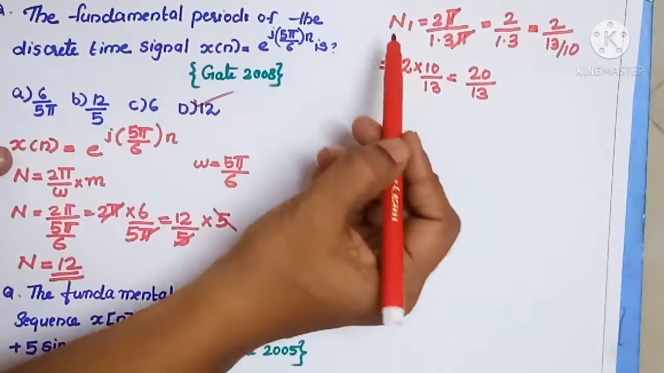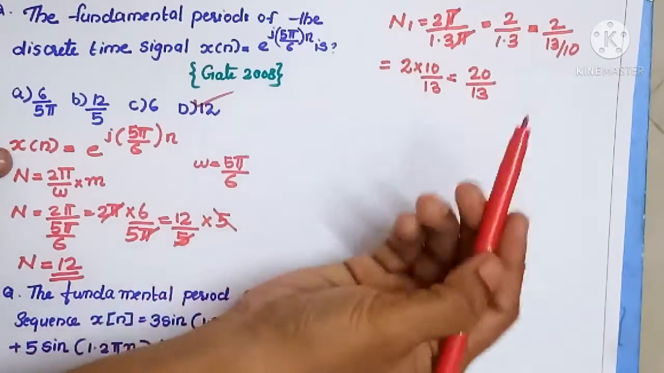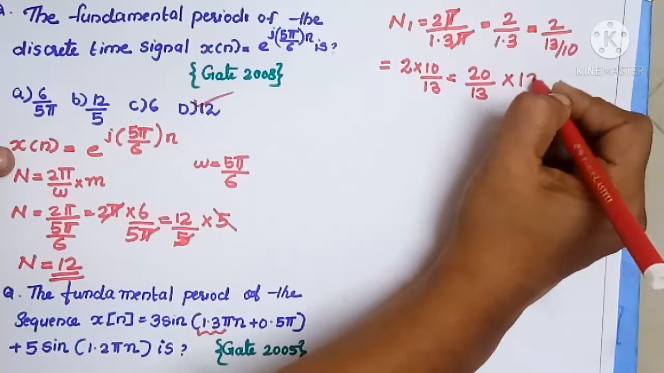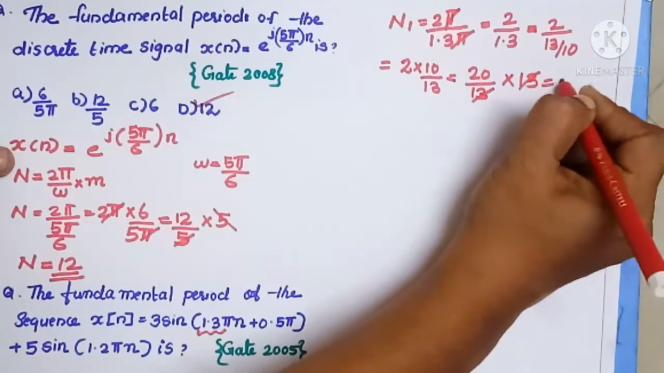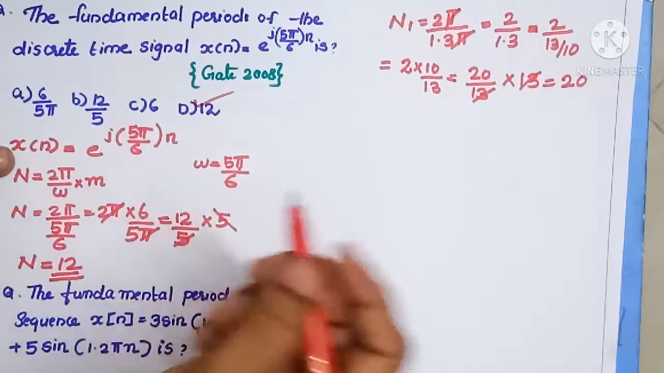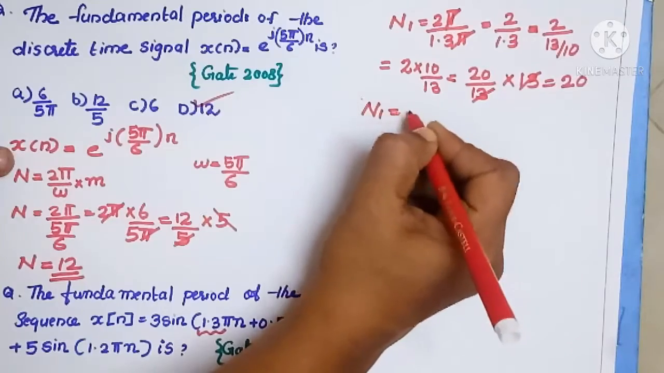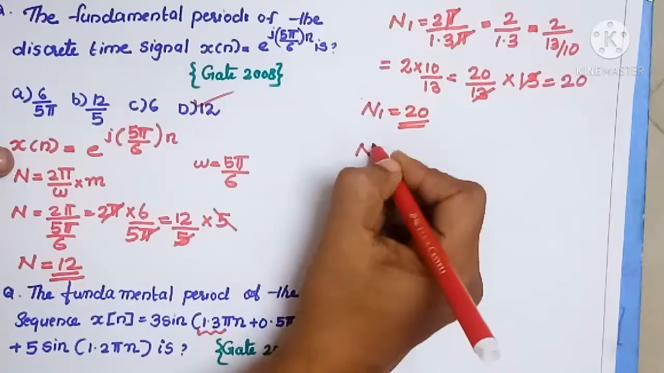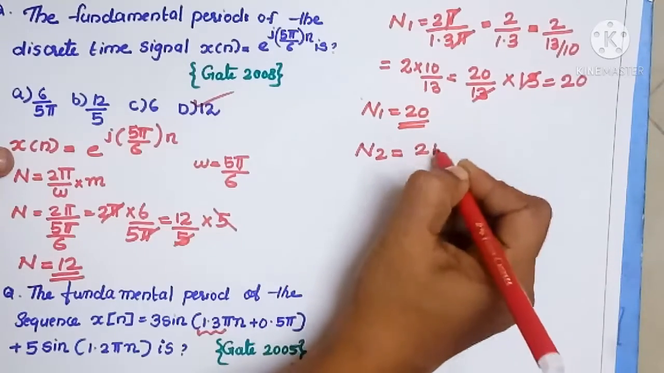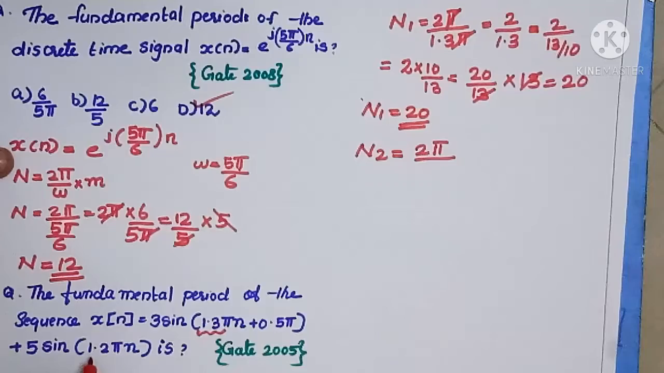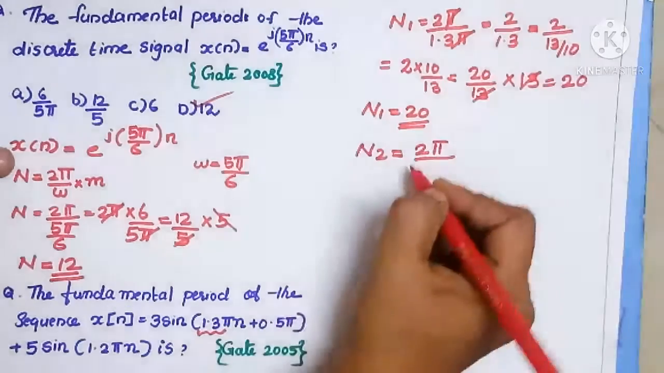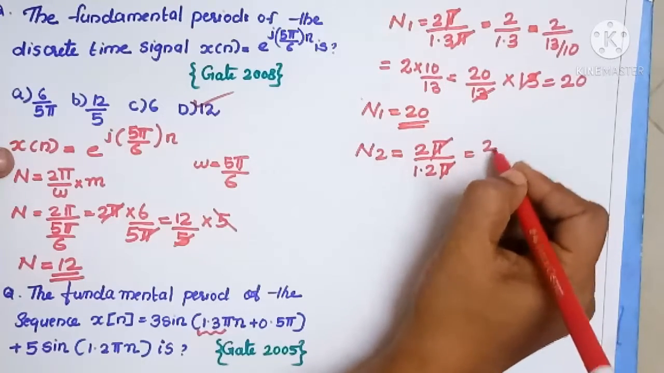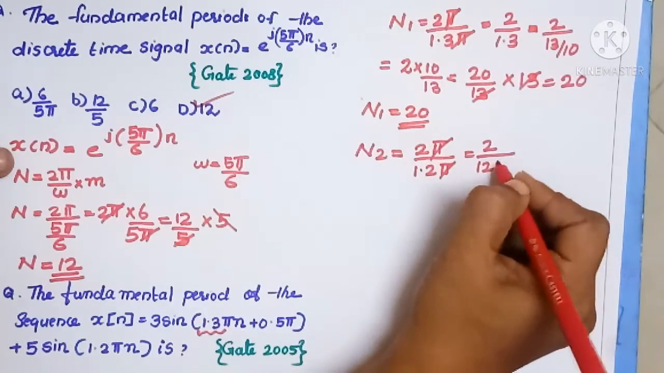Here also we need to find the integer value of N1. So you should multiply with m, that we can write as 13. So 13 cancels and you get 20. So here we get N1 equal to 20. Next we need to find N2. N2 is equal to 2 pi by omega 2. Here omega 2 is 1.2 pi. Pi cancels. Then we can write 2 by 1.2 as 12 by 10.